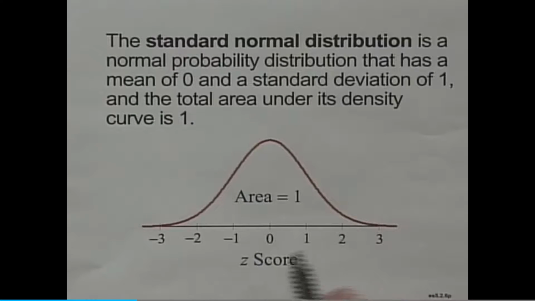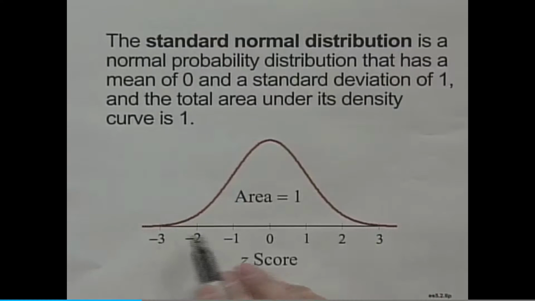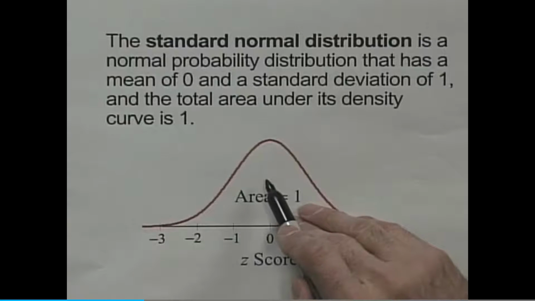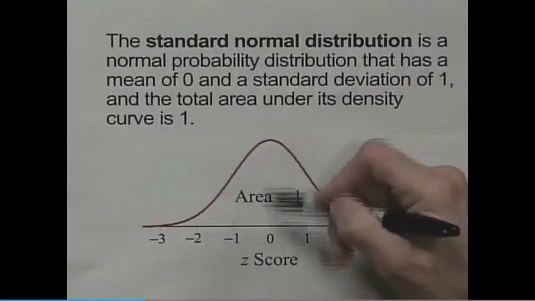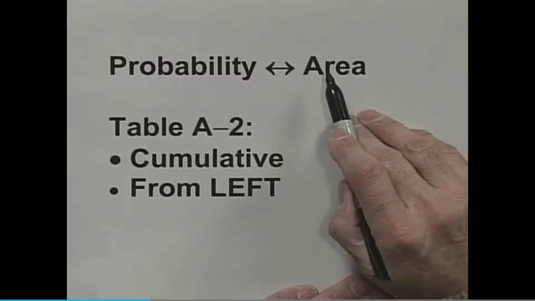And along this scale, we have z-scores. It's important to not confuse areas and z-scores. Z-scores are distances along a horizontal scale. Areas are areas that occur in the body of the table itself. So we have a nice correspondence between probability and area.